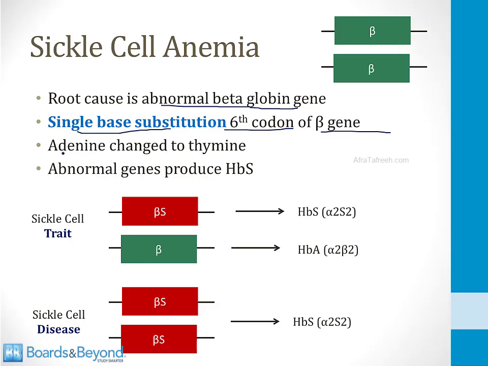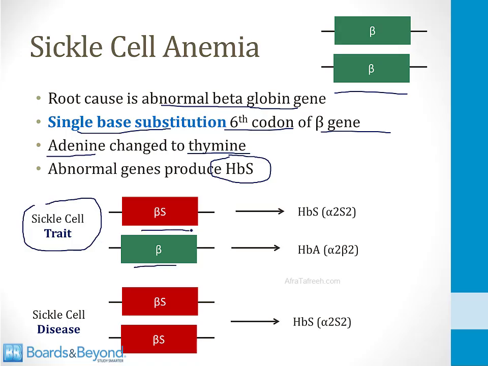In sickle cell anemia, a base that is supposed to be adenine is changed to thymine. This results in production of an abnormal beta globin protein, which leads to formation of an abnormal type of hemoglobin called hemoglobin S. At the top right side of the screen, I've shown the normal situation that we're all supposed to be born with: 2 normal, healthy beta globin genes. In children born with what's called sickle cell trait, they have 1 normal beta globin gene and 1 abnormal gene.